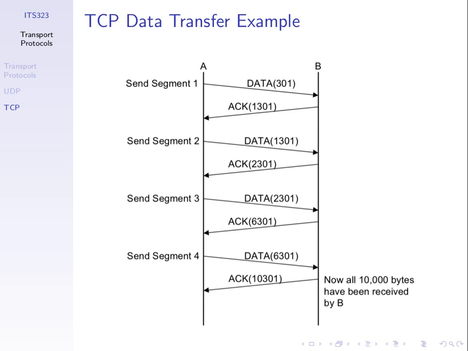So if we continued and drew the next exchange of data, that 5th segment being sent from A to B, what would the sequence number be? Try and determine the sequence number of a fifth segment. This fifth segment contains 2,000 bytes of data. What's the sequence number if we come after 10,301?